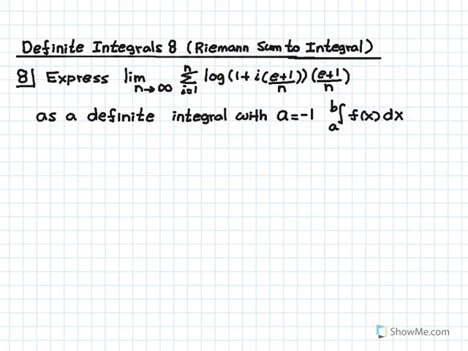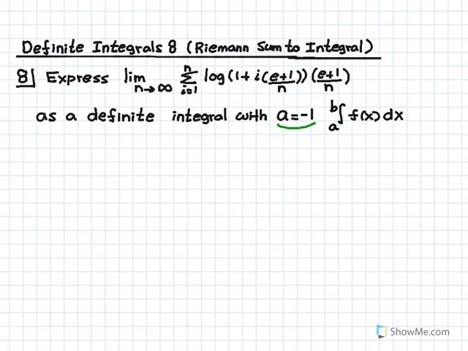In this video, we're going to look at another example of turning a Riemann sum into an integral. So what we have here is the limit as n goes to infinity, summation i goes from 1 to n, log of 1 plus i times (e plus 1)/n times (e plus 1)/n. We want to transform this to a definite integral with a equals minus 1. That means the lower limit is going to be minus 1. So you can see that's going to be a challenge because we don't have minus 1 showing up inside the brackets.